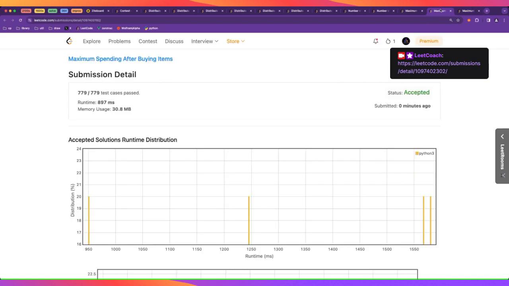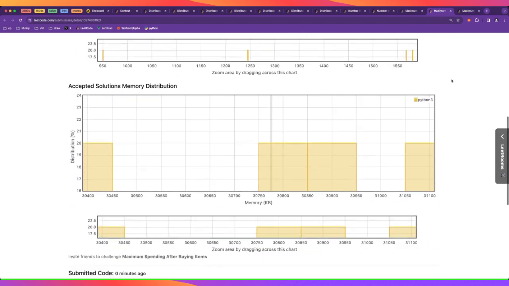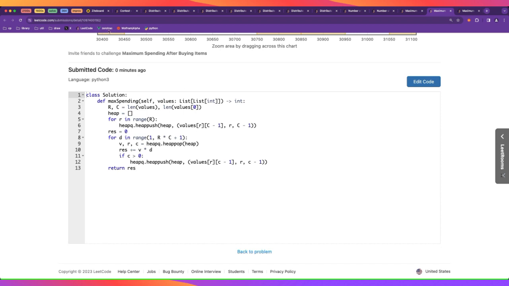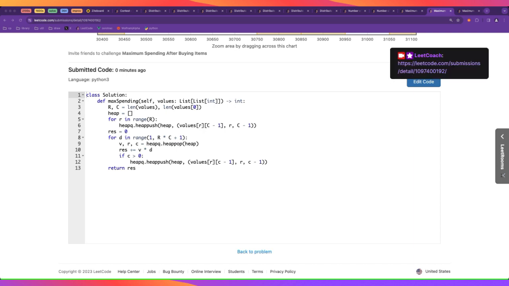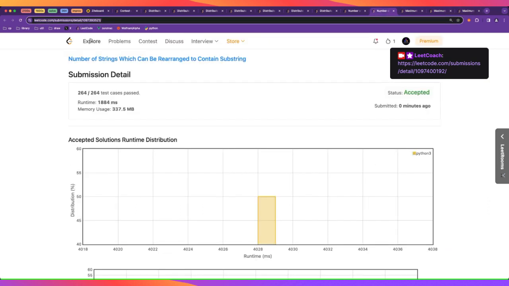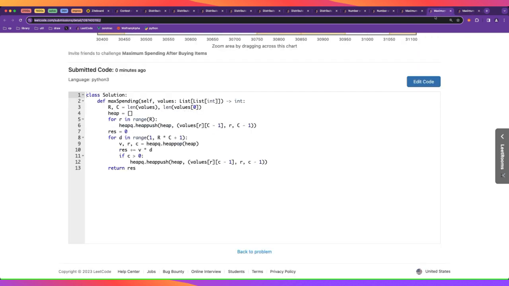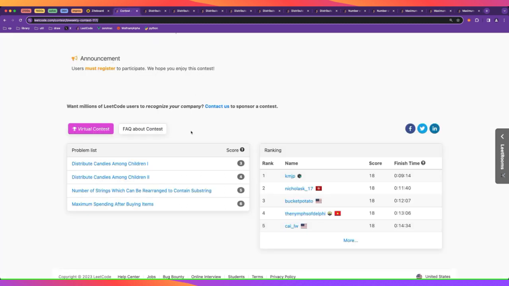Well, let me share. I didn't share this one, the one with the heap. Cool. So yes, I think that's all I have for the contest. I hope you learned something from it. We went over a lot of options for doing the problem, so I hope you liked it.